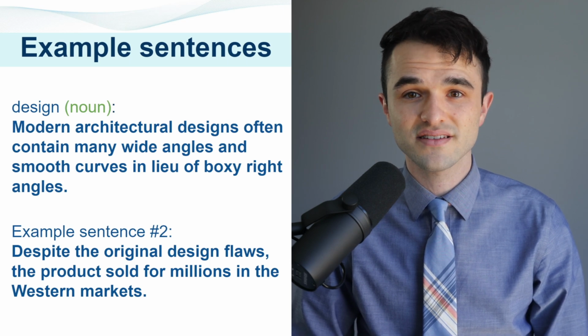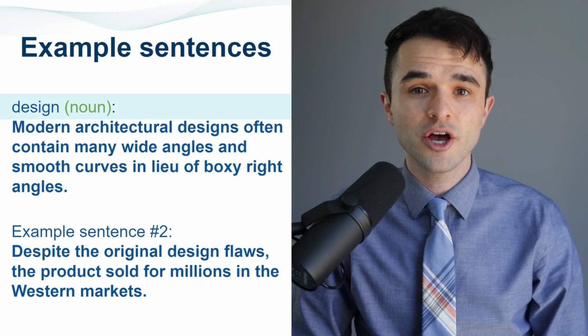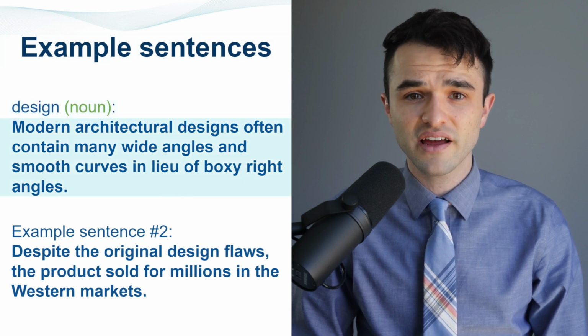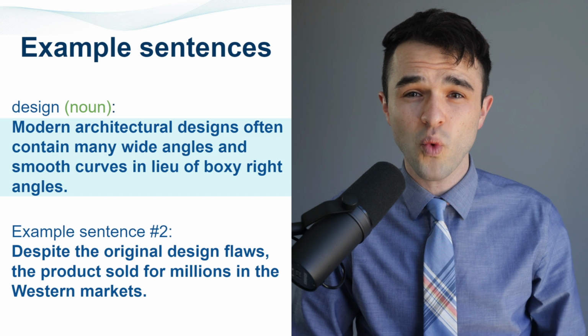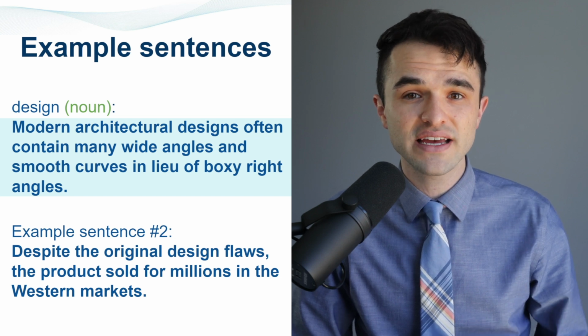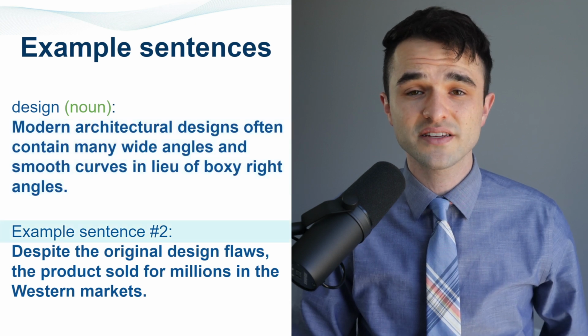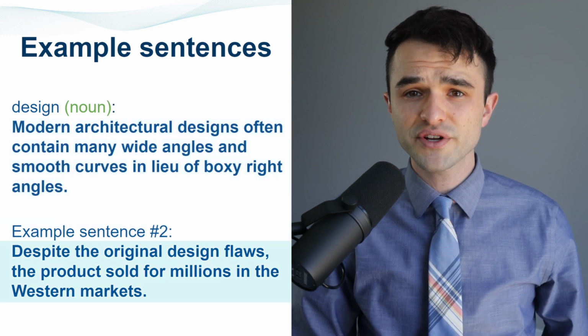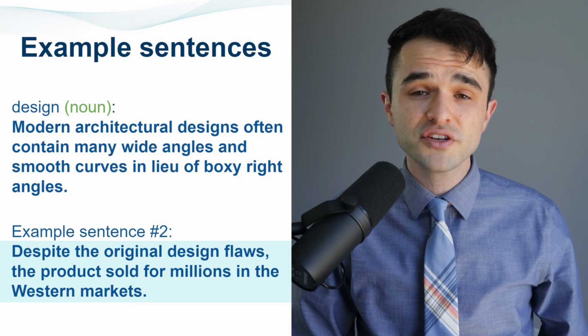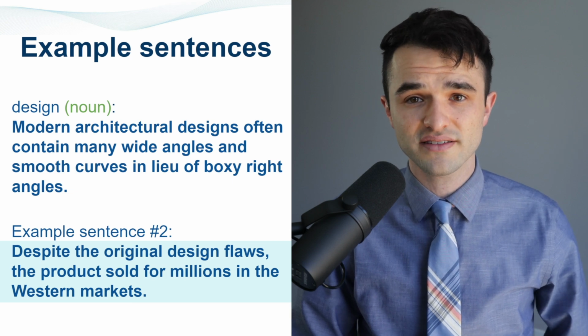Example sentences: design, noun. Modern architectural designs often contain many wide angles and smooth curves in lieu of boxy right angles. Example sentence number 2: despite the original design flaws, the product sold for millions in the Western markets.